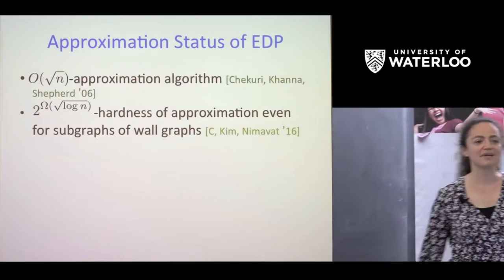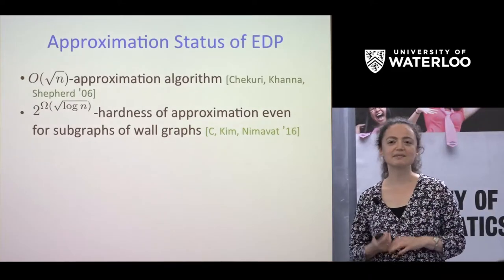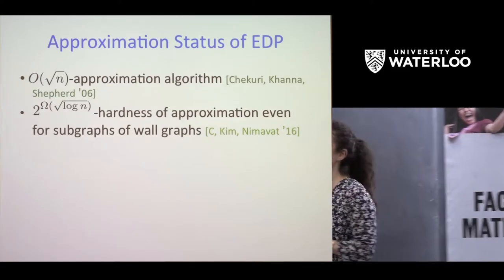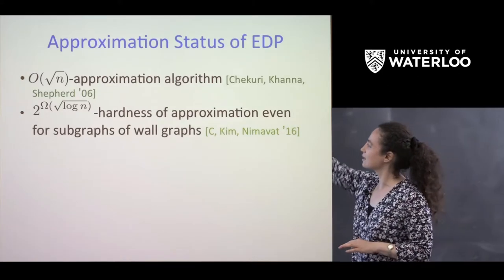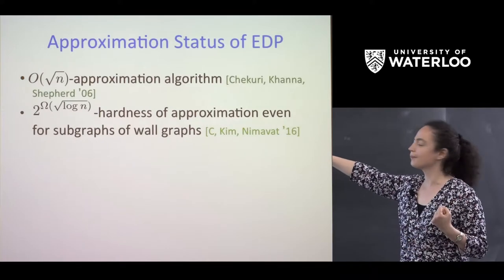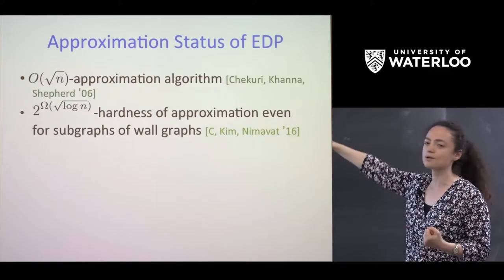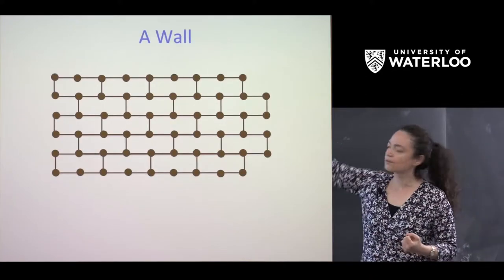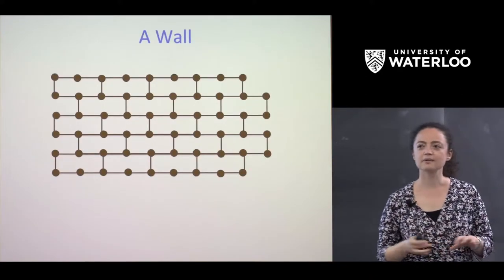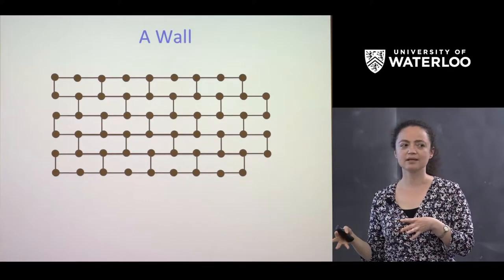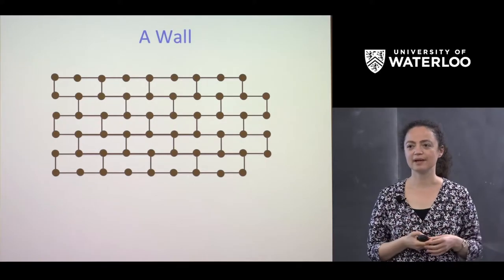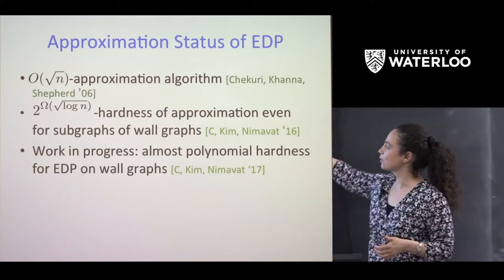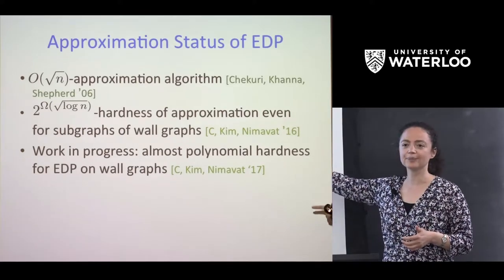Let me just quickly mention what we know about disjoint paths. It's basically very similar. There is a square root n approximation, a slightly different algorithm, but a square root n approximation. The same hardness that we proved for non-disjoint paths holds here. This time it's in wall graphs with holes. A wall graph looks like this. And it looks like wall graphs for disjoint paths work in the same way as grid graphs for non-disjoint paths. So if our last result works out, it will also give almost polynomial hardness for this problem on wall graphs.